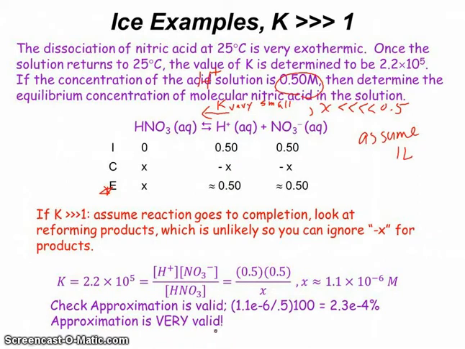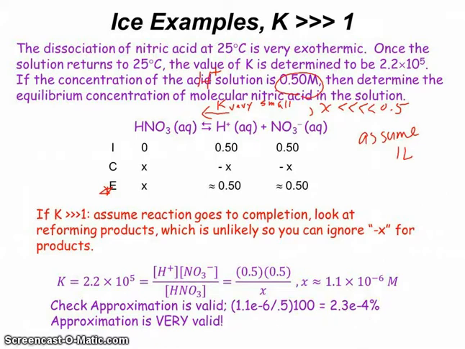There's very, very little, if any measurable, NO3 minus left. Now, if we had a very selective probe, we might be able to measure this NO3 minus. But essentially, we've converted every bit of our HNO3 over to H plus and NO3 minus, so none remains in the molecular form to speak of.